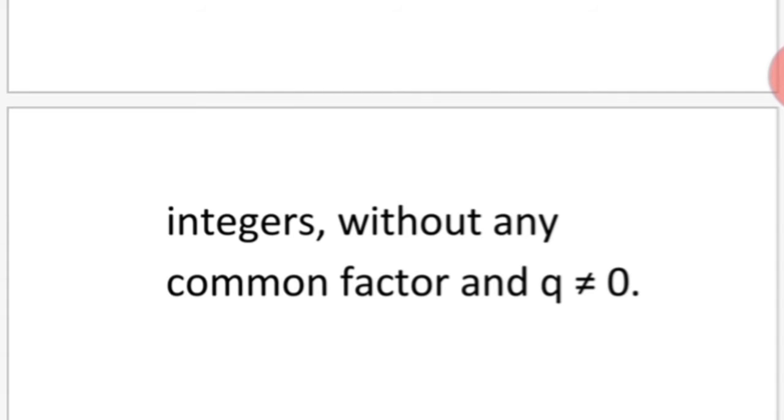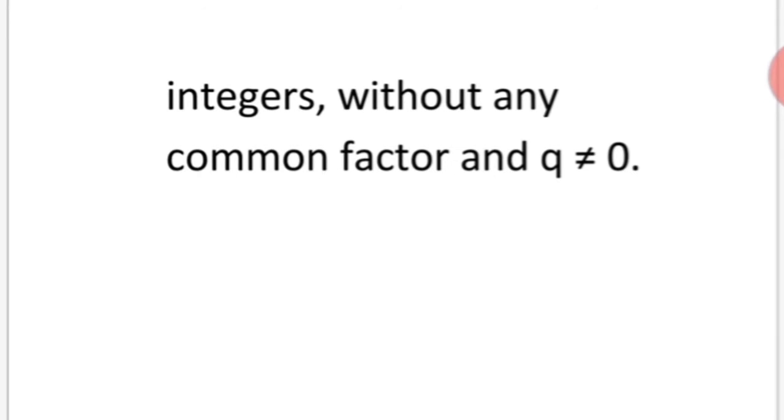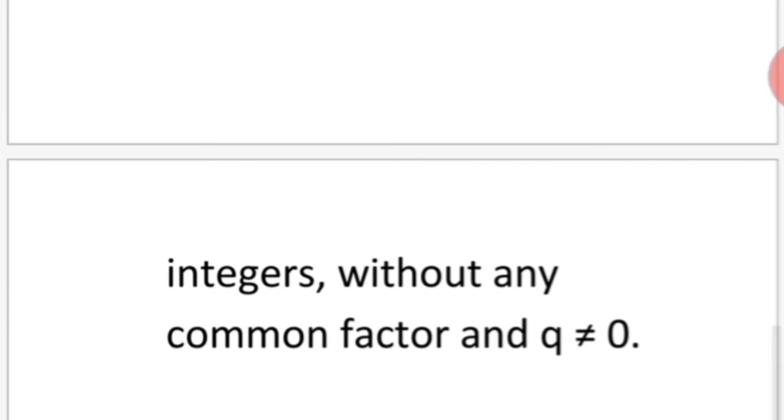Any number divided by 0 is undefined. We don't know what that number is. We cannot define that number. Okay, so there are two conditions for rational numbers. The first one is that it can be expressed as P by Q. That means it can be represented as a fractional number.